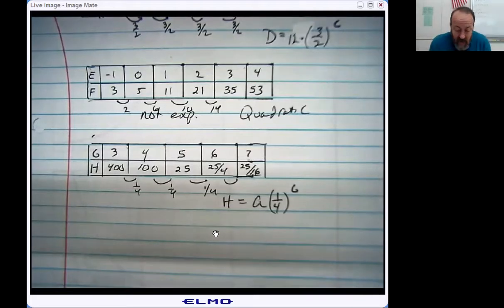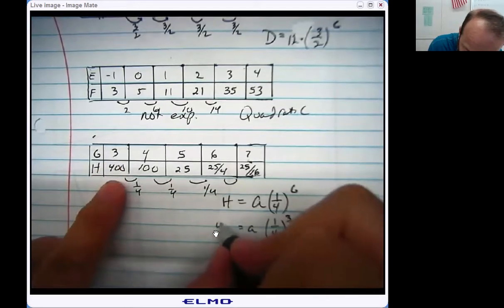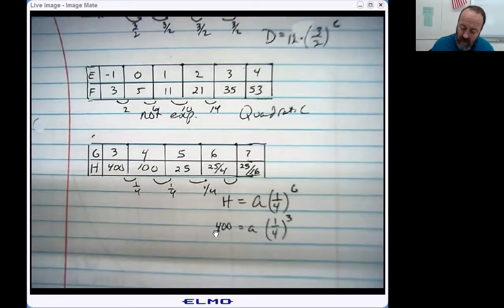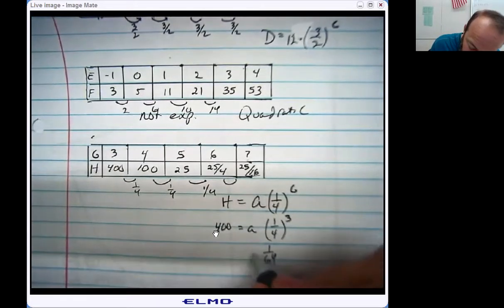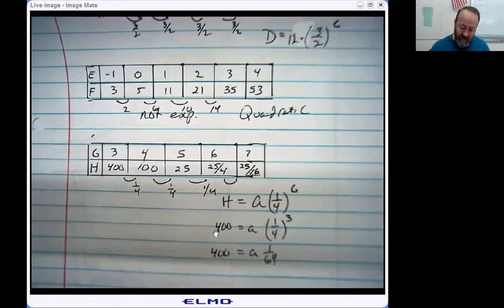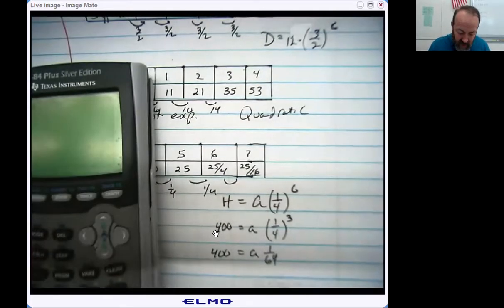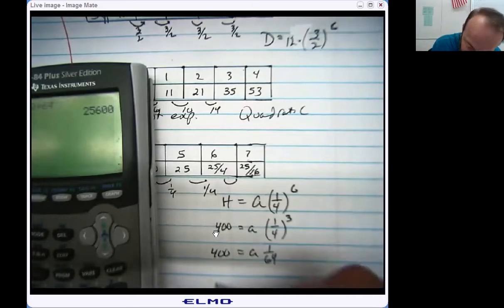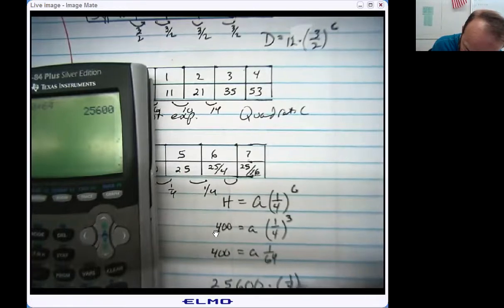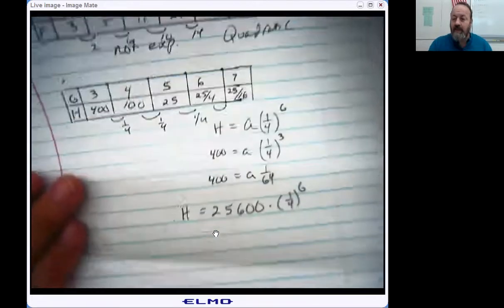I just thought, you know what, I'm just going to use a point. I know that if I choose to make G 3, it's going to make H 400. And so that would make this 1/64. And so if I wanted to solve for A, all I would have to do is multiply both sides by 64. And 400 times 64 is 25,600 times 1/4 raised to the g power is H, and I believe that should be my story.